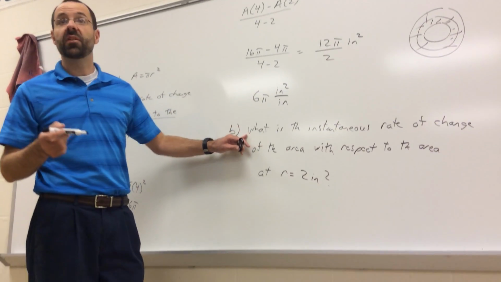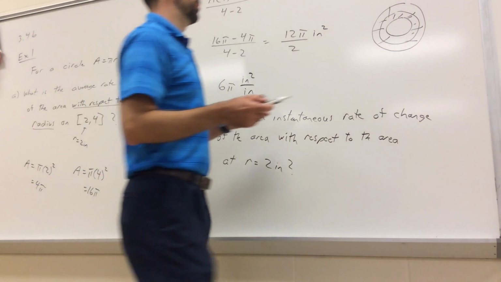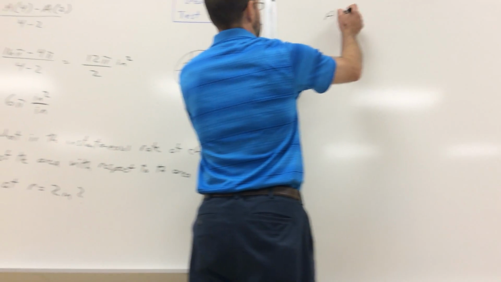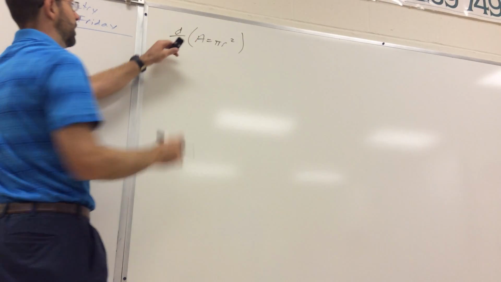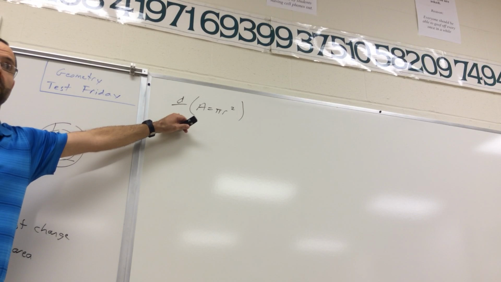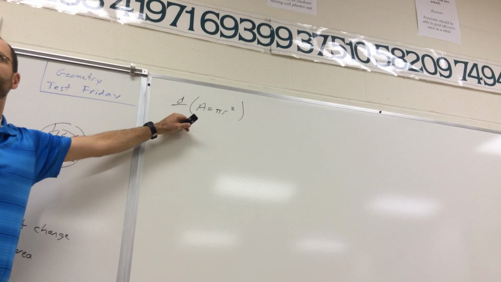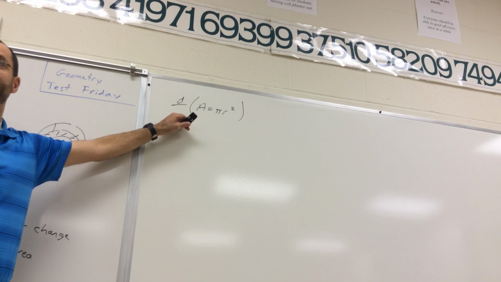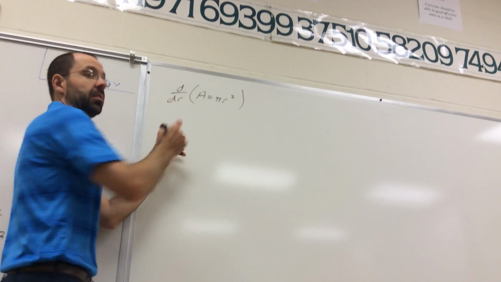Okay, so the way you find the instantaneous rate is you take the derivative. So we've got our formula for area, and that's pi r squared. And we're going to take the derivative. Now usually we put a ddx here because we're taking the derivative and there's an x in the formula. And then if you want the derivative regarding time, you take d dt. But this time it's with respect to the radius. So we're going to do d dr.